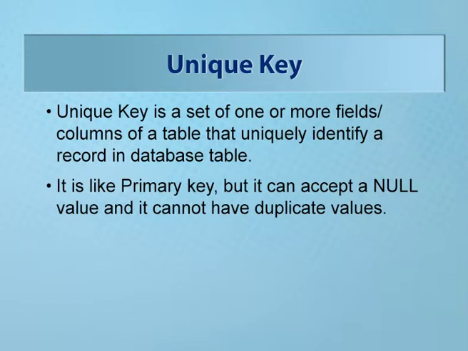Then unique key. The basic difference between the unique key and the primary key is that the primary key does not allow null values or duplicate values, but the unique key allows one of its fields to be a null value, and it cannot have duplicate values. So a unique key acts like a primary key, but it can accept a null value and it cannot have duplicate values. That is the basic difference between the primary key and the unique key.